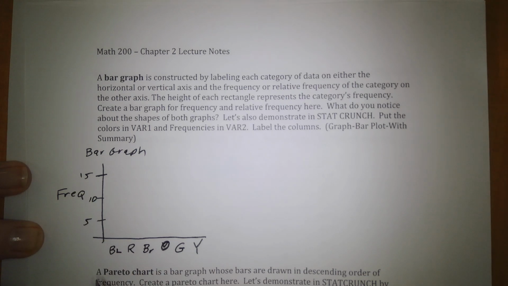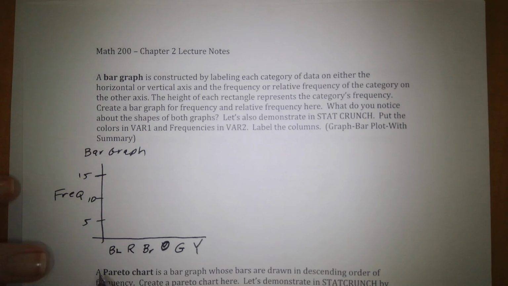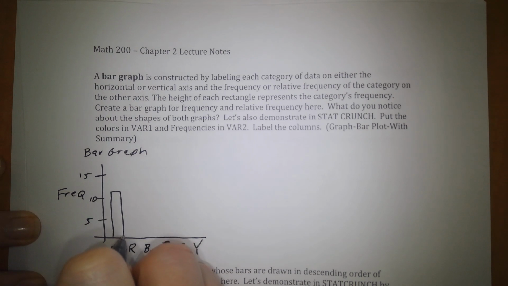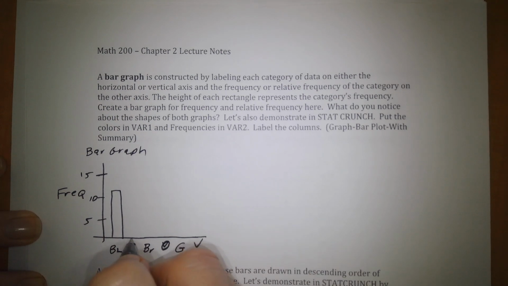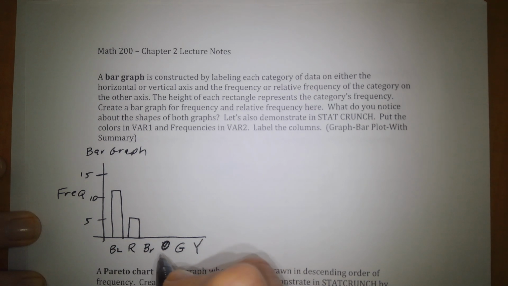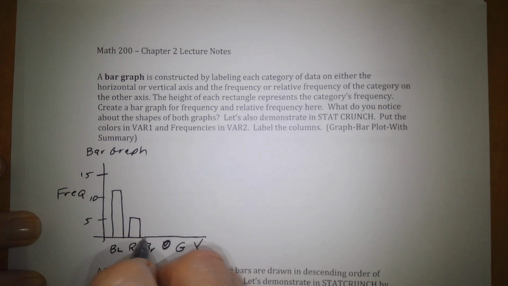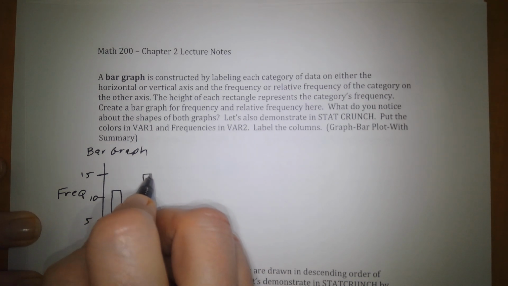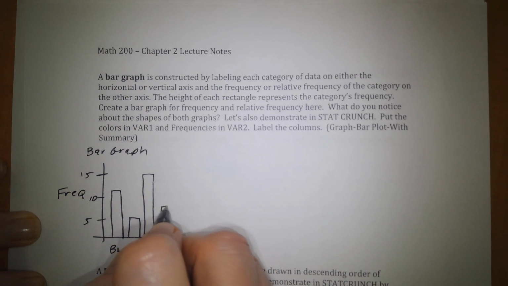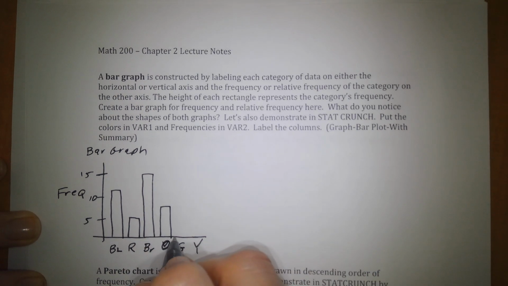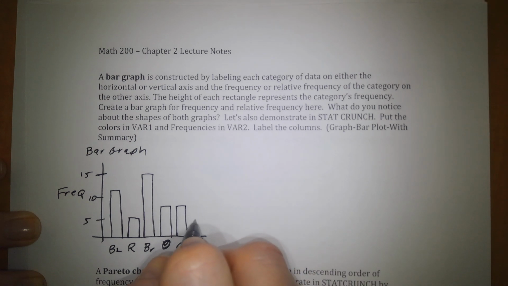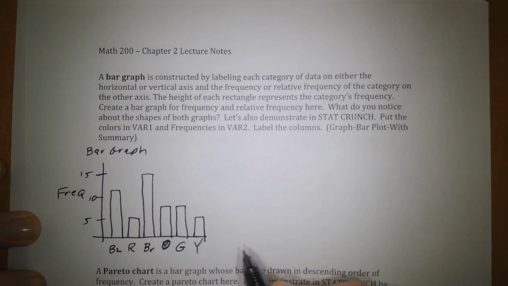So my blue color had 12 M&Ms, so I would draw a bar that is 12 in height. My red bar is going to be 6 in height since there were 6 red M&Ms in the bag. My brown, there was 15. That's going to be the biggest bar. There were 8 orange M&Ms, 8 green M&Ms, so those will be the same height, and then there were 5 yellow.